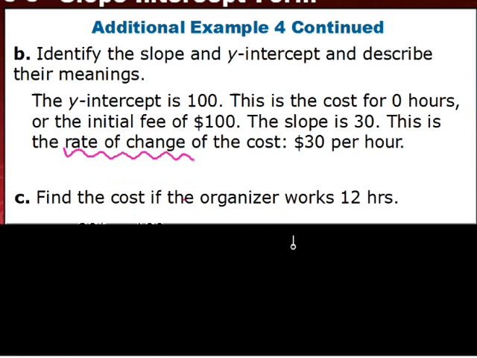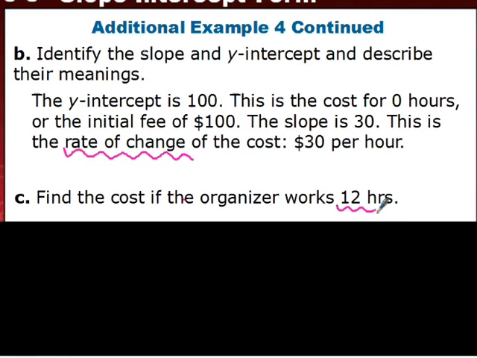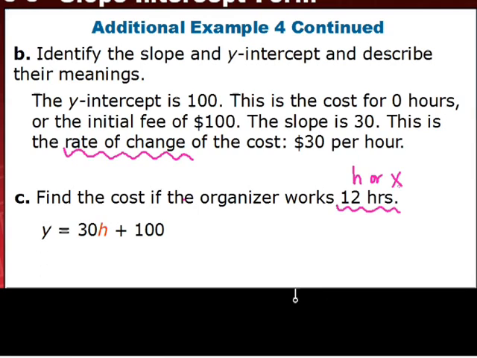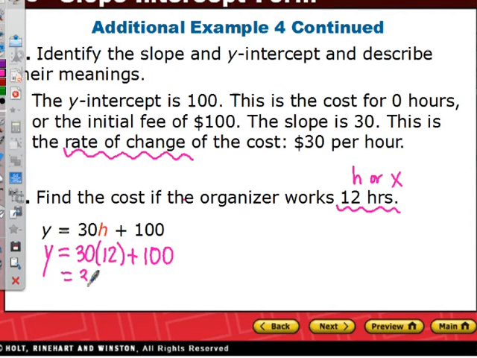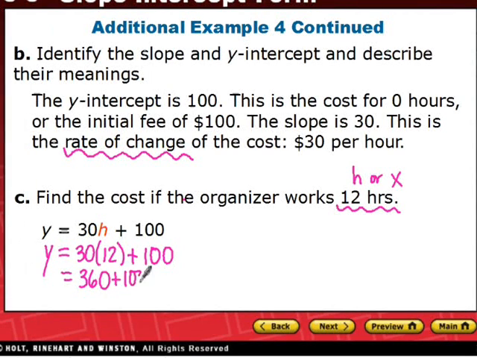Find the cost if the organizer works 12 hours. We're just going to plug that 12 in for the h or the x, whichever variable you used, and number crunch. So when we plug in 12, we get y equals 30 times 12, which is going to be 360 plus $100. And so that's 360 plus 100 makes 460. So 12 hours costs $460.